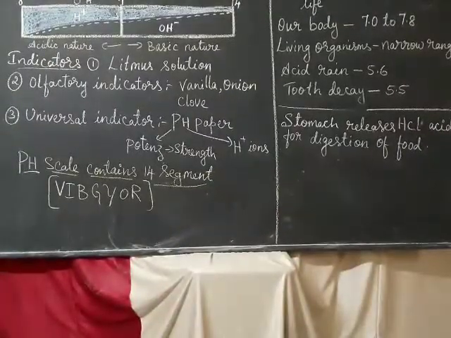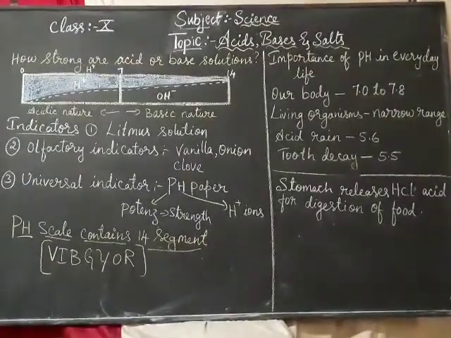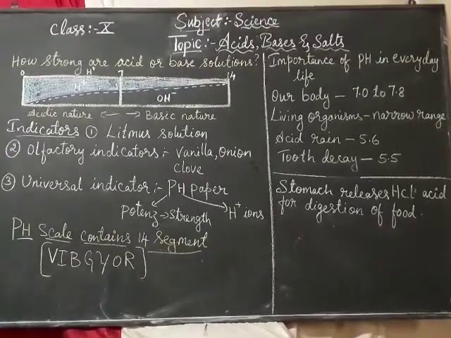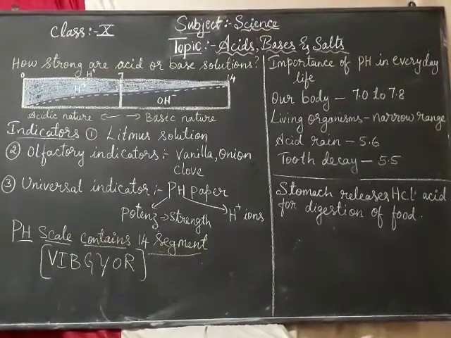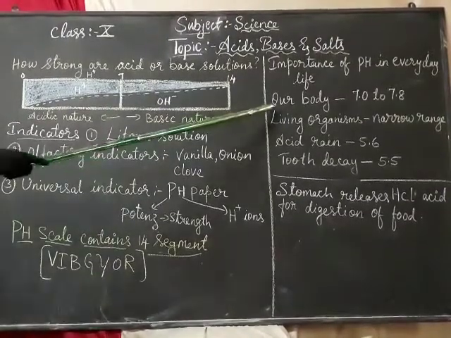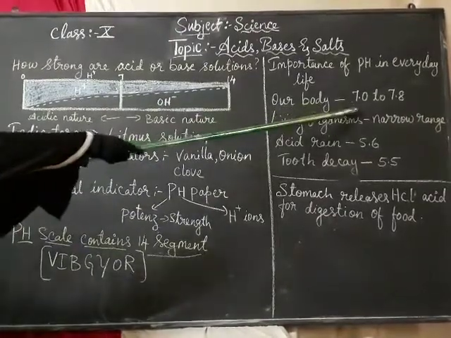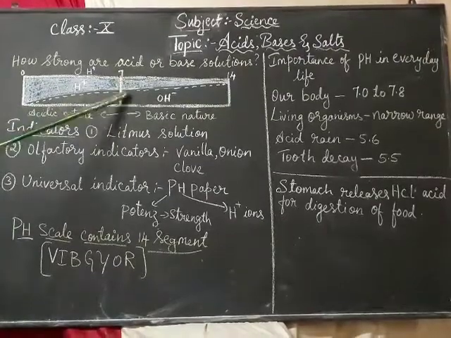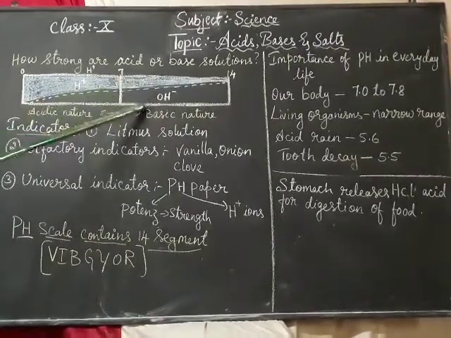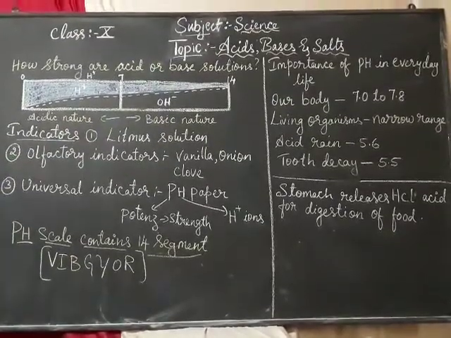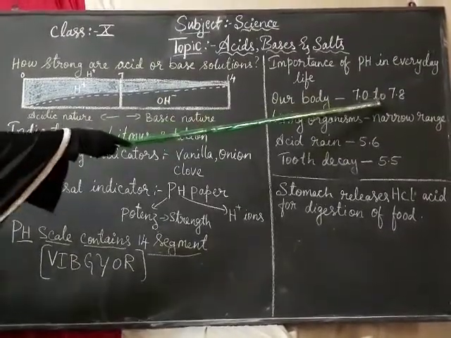Okay, now I told you about the pH scale. Why should it be important in our daily life? When we are learning something, we should know the importance of it. Now, in our daily life, what is our body's pH? Our body pH is 7 to 7.8. That is neutral. It is neither acidic nor basic.